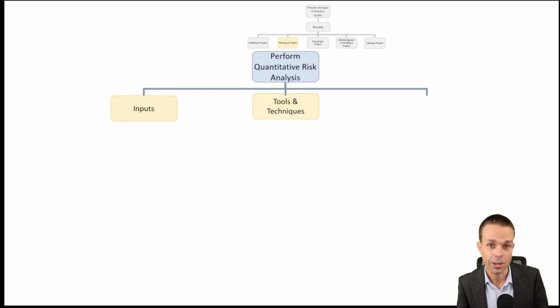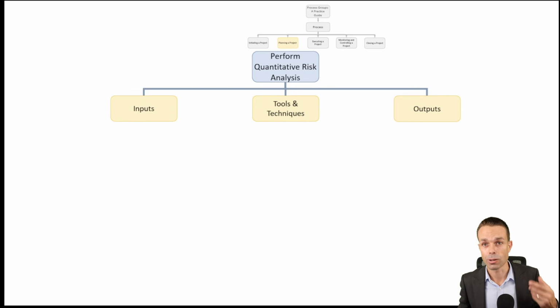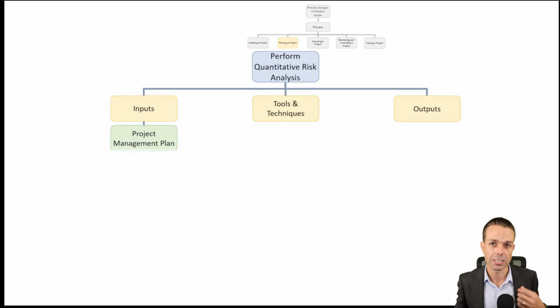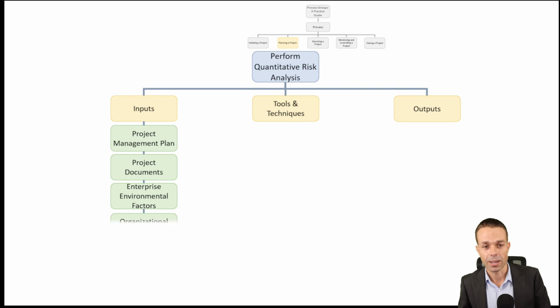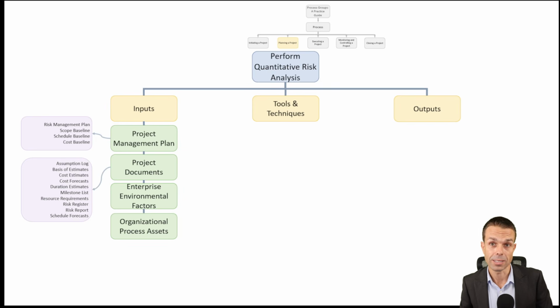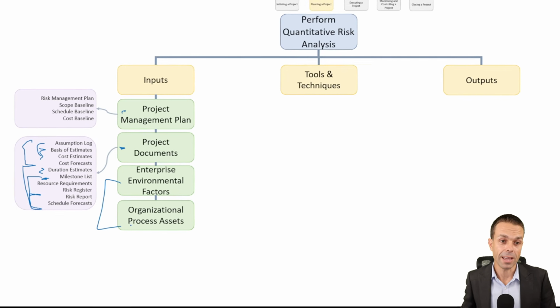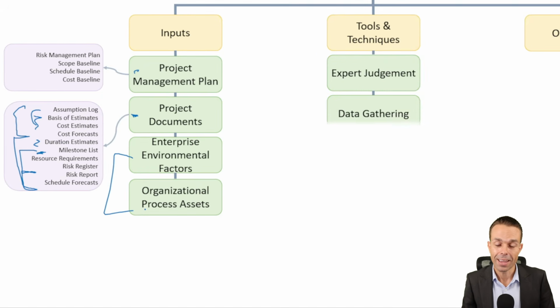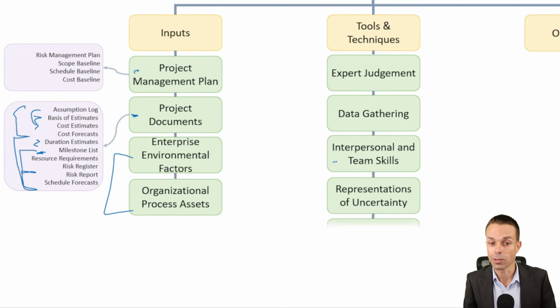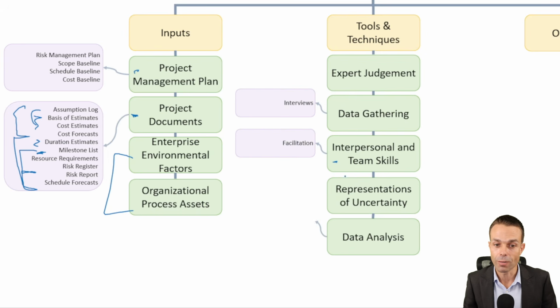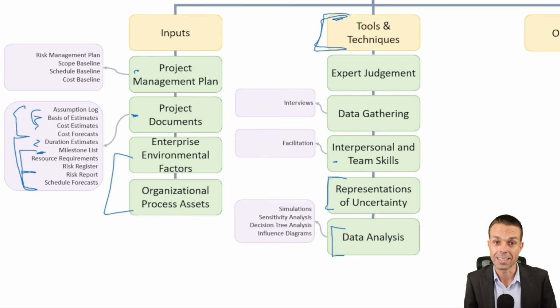Now, quantitative risk analysis is where we gather lots and lots of data to give more information to the risks that are happening. That could be financial data, or it could be data on the weather. For example, I've seen in some insurance-based companies on global warming, big simulations and Monte Carlo analysis this is. We're going to need our project management plan, project documents, EEFs and OPAs as always, expert judgment, data gathering, interpersonal and team skills, representations of uncertainty, and data analysis. All of those things are for our tools and techniques. Representations of uncertainty, that could be things like a histogram.